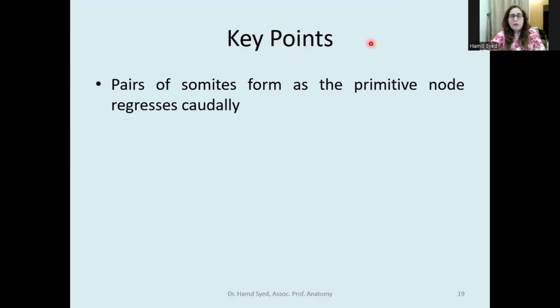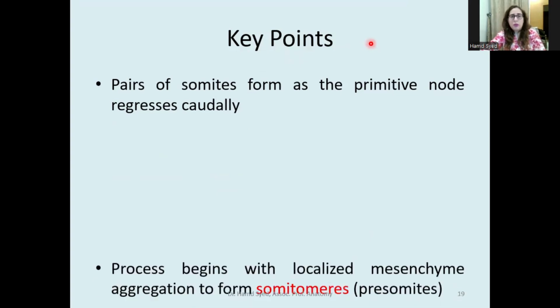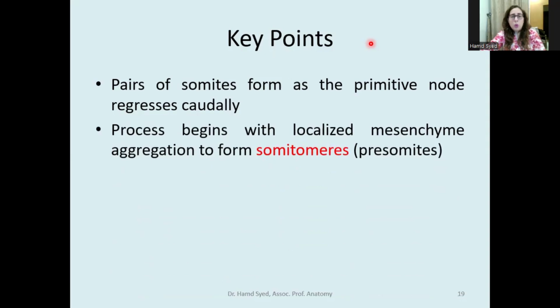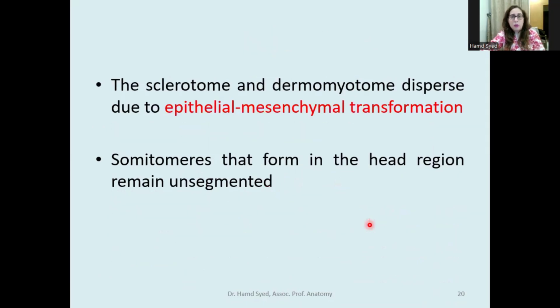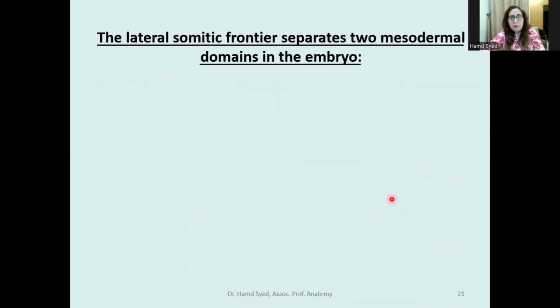So pairs of somites form as the primitive node regresses caudally, and the process begins when the localized mesenchyme is aggregated to form somatomeres. From the somatomeres, you get the donut-shaped epithelialized cells, which are the somites, and then, as I told you, they differentiate into sclerotome and then the dermomyotome. Dermomyotome separates into dermatome and myotome. Those cells which undergo epithelial mesenchymal transformation, they disperse. Somitomeres, which are in the head region, remain unsegmented.